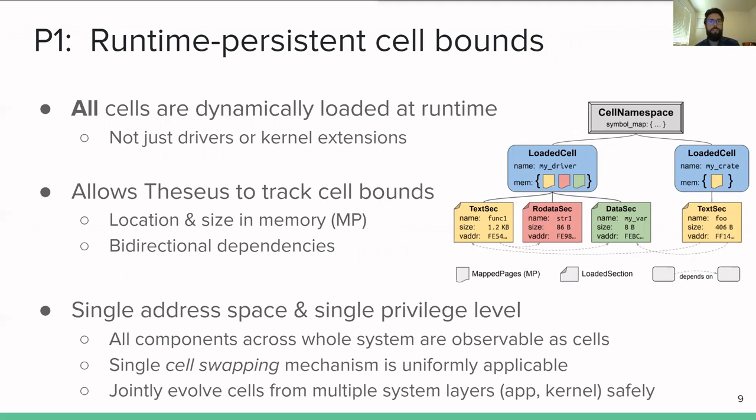This enables Theseus to construct detailed cell metadata that tracks cell bounds, that is, the location in memory and size of every cell, as well as their bidirectional dependencies on other cells at section-level granularity. This metadata, pictured here on the right, is crucial. It simplifies the logic for cell swapping, which is the key mechanism for evolution within Theseus, and it's also reused for fault recovery. More importantly, all Theseus cells execute in a single address space and privilege level, meaning that everything from top-level apps and libraries to low-level core kernel components are observable as cells. This, in turn, enables Theseus to apply its single cell swapping mechanism uniformly to any cell, and to also jointly evolve cells across multiple layers safely.